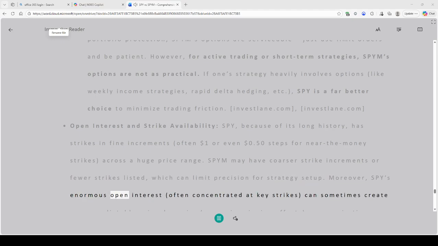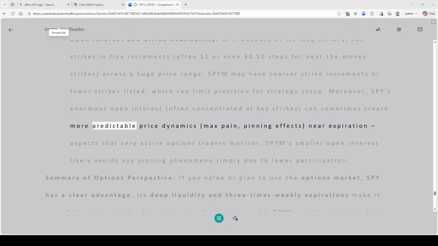Moreover, SPY's enormous open interest, often concentrated at key strikes, can sometimes create more predictable price dynamics, max pain, pinning effects, near expiration, aspects that very active options traders monitor. SPYM's smaller open interest likely avoids any pinning phenomena simply due to lower participation.